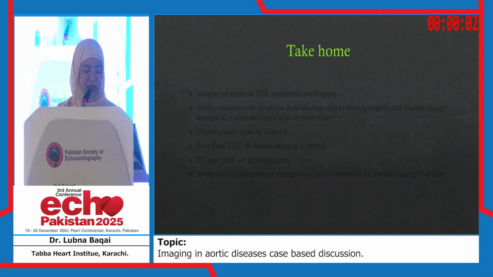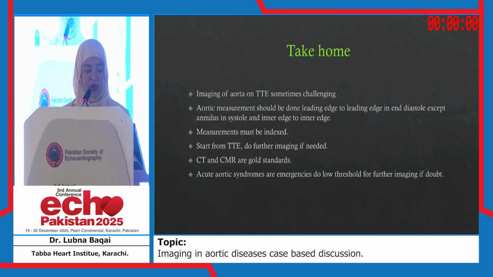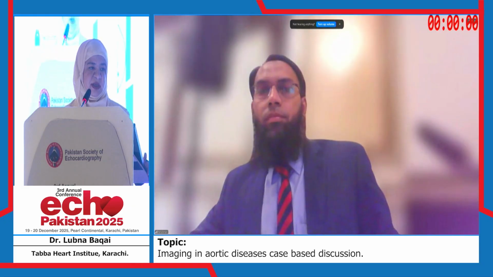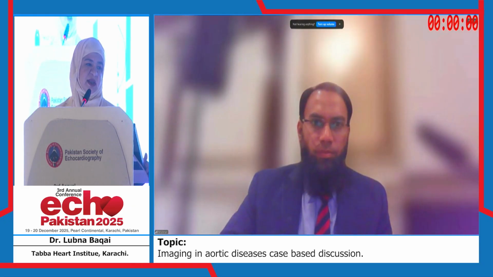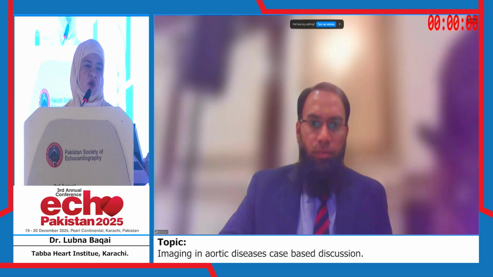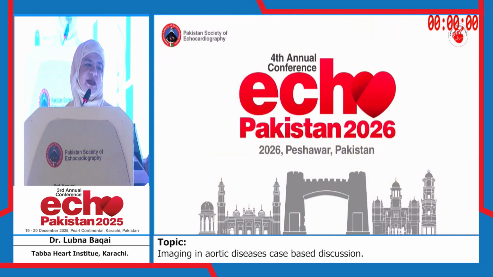Now the take home of my presentation is that imaging of the aorta on transthoracic echo is sometimes challenging, such as in aortic aneurysm. If you have any doubt for any other pathology you missed on the transthoracic echo, always go for the TEE and the CT if there is a high suspicion of acute aortic syndrome.